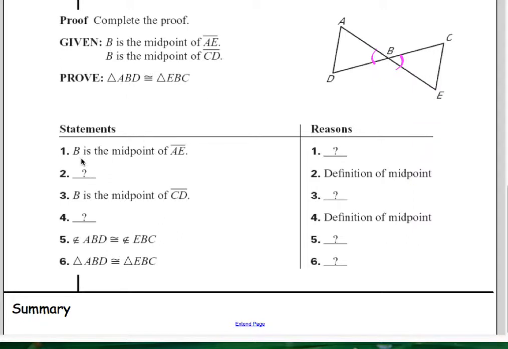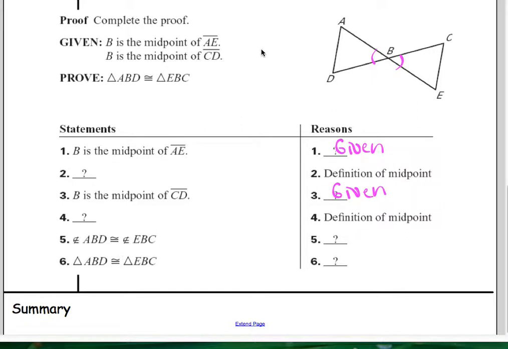Let's fill these in. So B is the midpoint of AE, that's given. And then B is the midpoint of CD, that's given. These are free answers. You could have put them on the first two lines. You could have put them together on the first line. They split them up. That's kind of cool. Makes you look smarter. You have more writing in here. It's sort of spread out better.